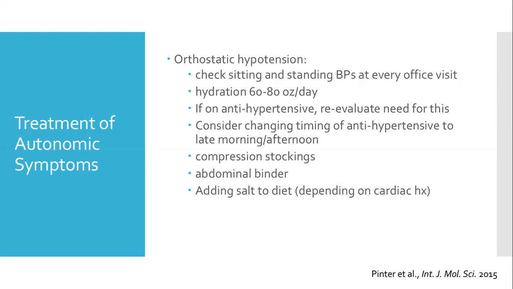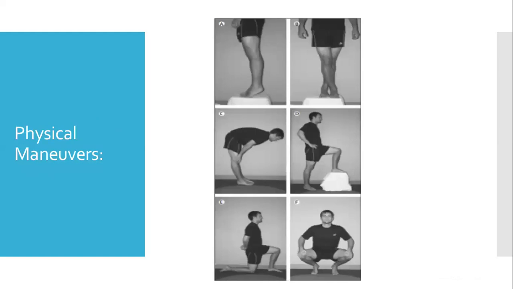When somebody has more severe symptoms and these things are not enough, we might encourage them to have an abdominal binder. It's kind of like a back brace, or might function the same way. It squeezes the gut, and so the blood flow from the gut goes up into the brain and can help with that blood pressure. And then depending on cardiac history, if there are no contraindications, we might say, okay, add some salt to your diet.